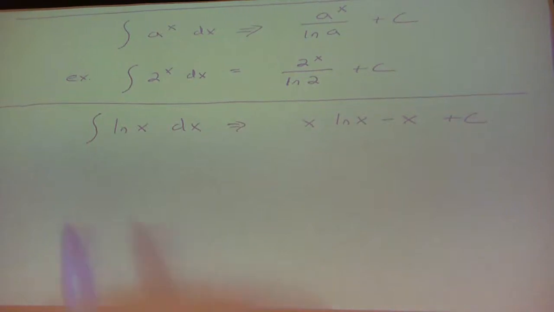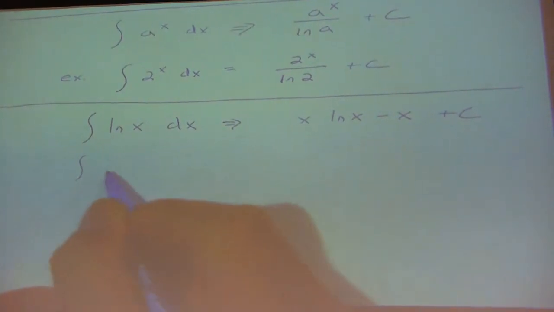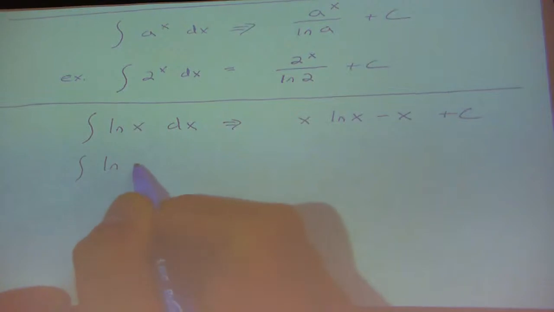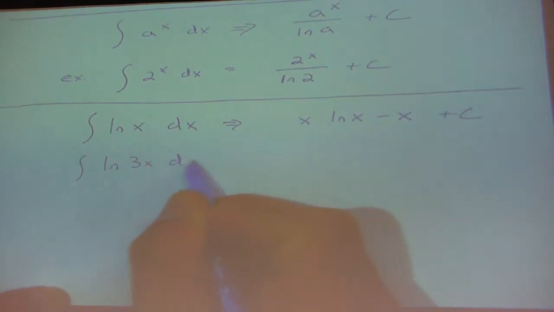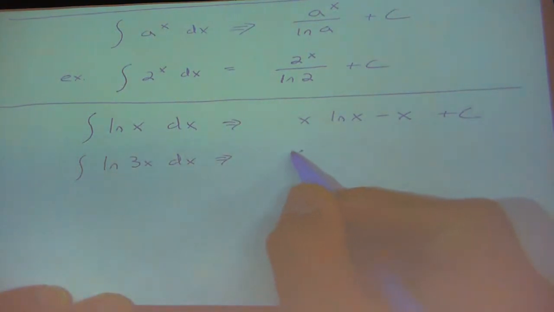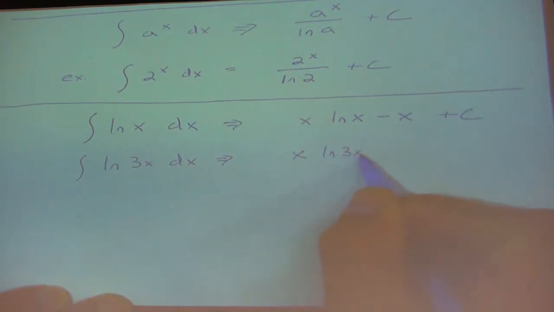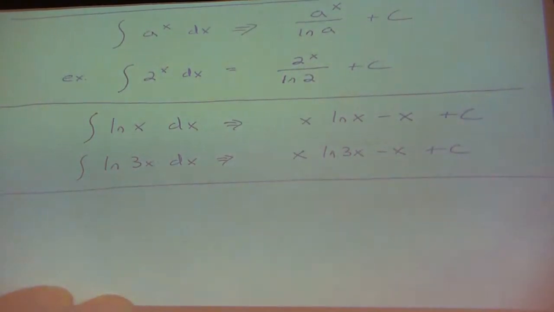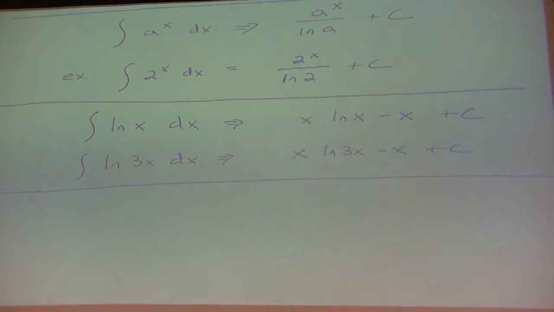Okay? And to add to that, let's say I had the integral of ln, let's say we had some number like 3x. What would be the integral of that? That would be x ln of 3x minus x plus c. So it doesn't really change much if you had a number in front of the x. So again, special case, if it shows up, you know what to do.